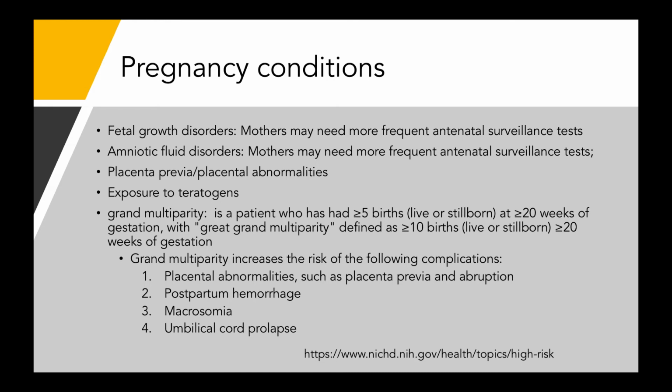Grand multiparity increases the risk of the following complications. So, these patients may have placental abnormalities such as placenta previa and abruptio. They may also experience postpartum hemorrhage, develop macrosomia, or the patient may have a fetus with umbilical cord prolapse.